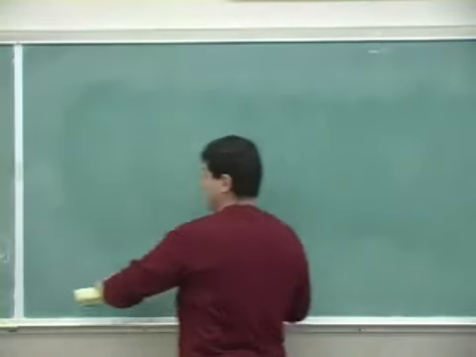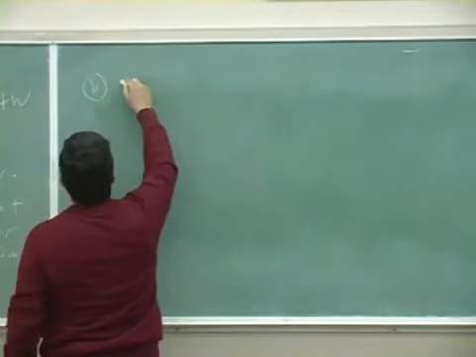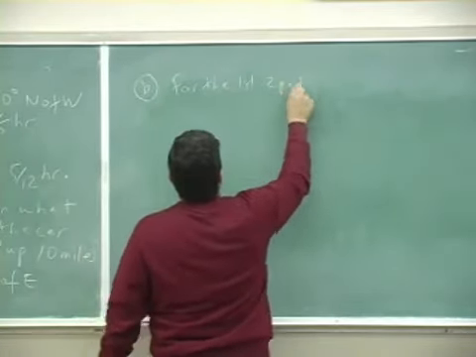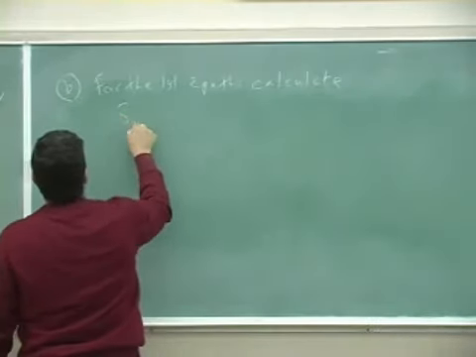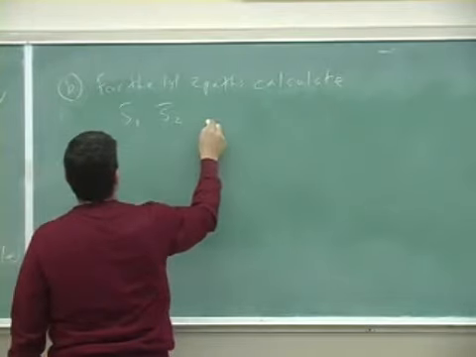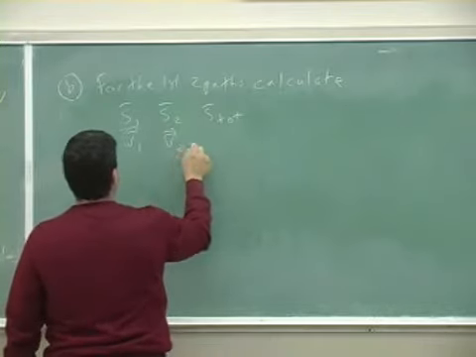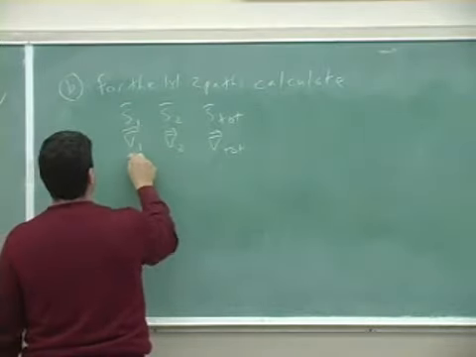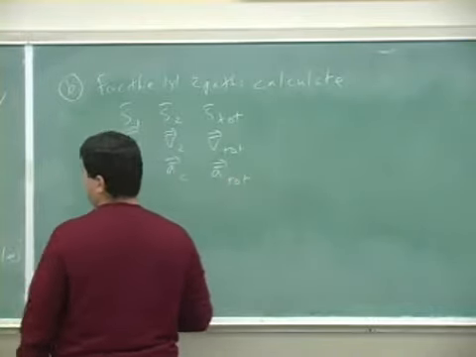And then part B, I'm going to ask, for the first two paths, calculate average speed in stage 1, average speed in stage 2, average speed total, average velocity in stage 1, average velocity in stage 2, average velocity total, and then average acceleration in stage 1, average acceleration in stage 2, and average acceleration total.